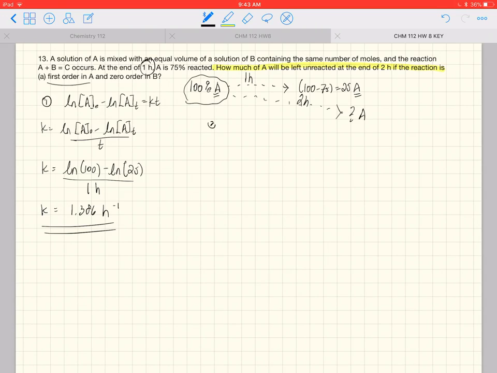So let's go ahead and use once again the integrated rate law, integrated rate equation for the first order reaction. And here we want to solve for that variable. So we want to move things around. Let's go ahead and subtract natural log of A 0. And let's multiply both sides by -1. Get rid of that negative there.